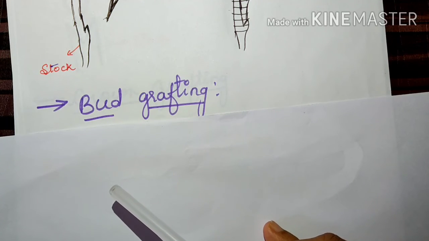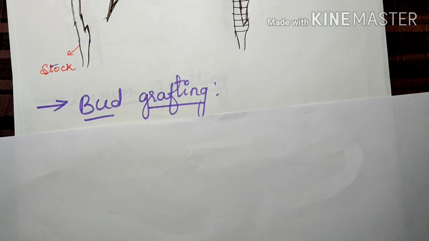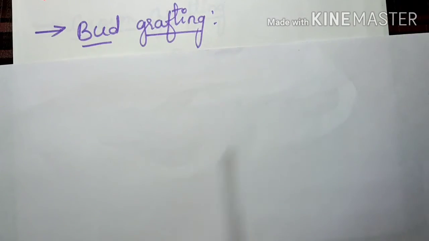After 3 to 5 weeks, the bud begins to grow. As soon as the bud sprouts, the stalk is cut above the level of the graft. This can be used in the propagation of rose, apple, peach, etc. So this is about the grafting techniques. Grafting includes different techniques: tongue or whip grafting, wedge grafting, crown grafting, side grafting and bud grafting.